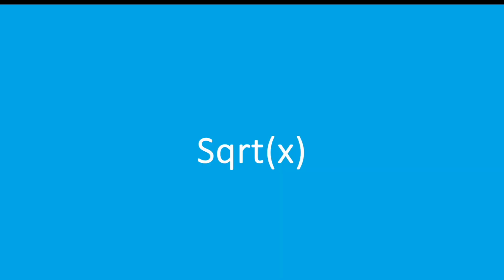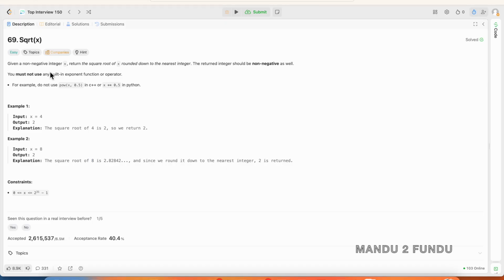In this video, I'm going to discuss the solution for finding the square root of a given number. Let's look at the problem description. We are given a non-negative integer x and we have to return the square root of that number x, which is rounded to the nearest integer. The return value should be non-negative, and also we should not use any built-in exponent function or operator to solve this problem.